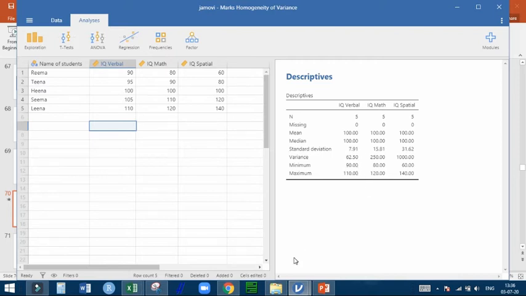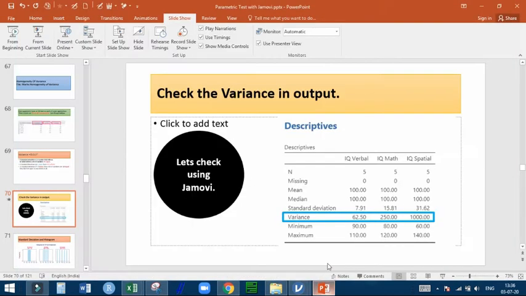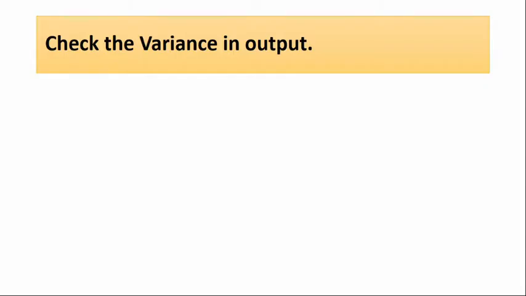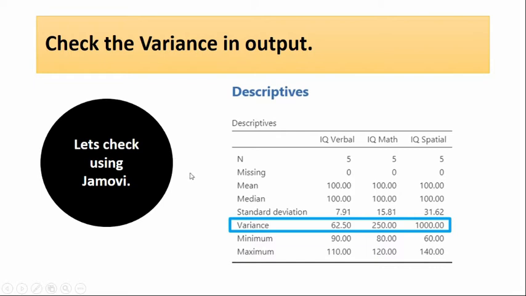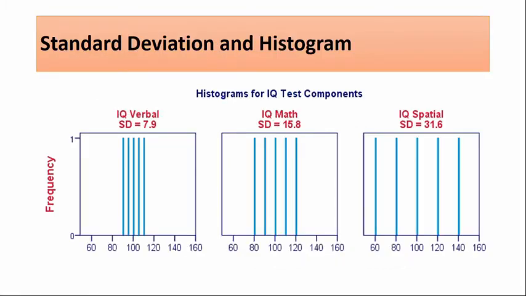Friends, an assumption for the parametric test, the 2 independent sample t-test, is the homogeneity of variance, which means variance should be equal for each group. How to check? Is there a significant difference between all the 3 variances or not? We will use a test.